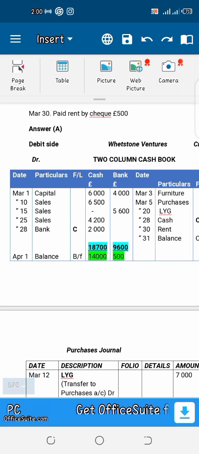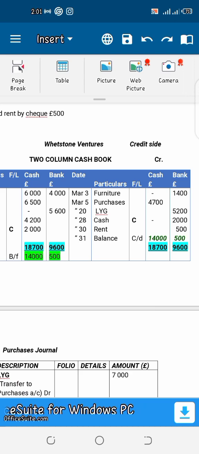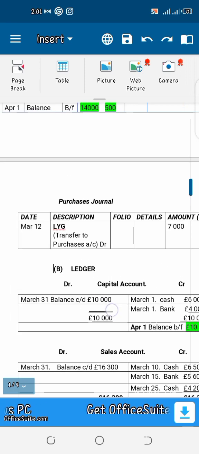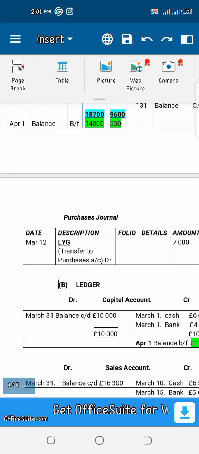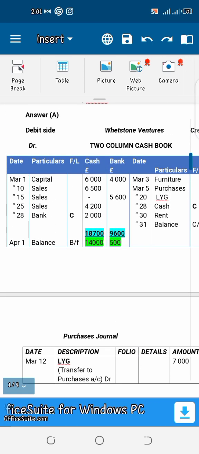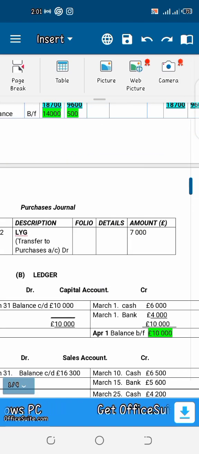We have capital account, sales account. At the credit side, we have furniture, purchases, LYG, and rent, and they are going to be shown in the ledger. So now the ledger helps to complete the double entry principle, which states that every debit entry in the cash book must have a corresponding credit entry in the ledger.